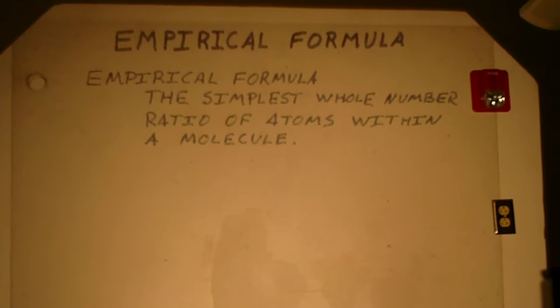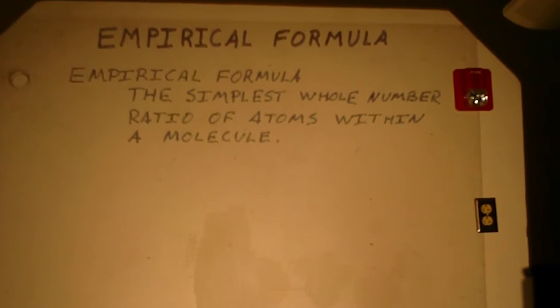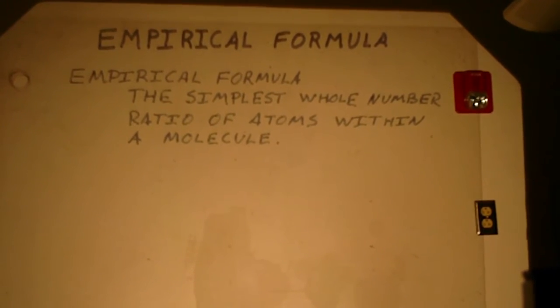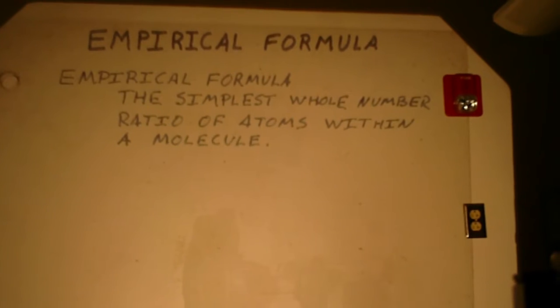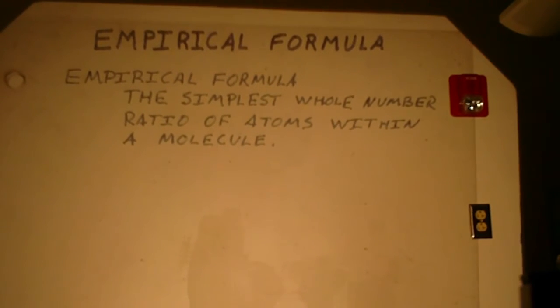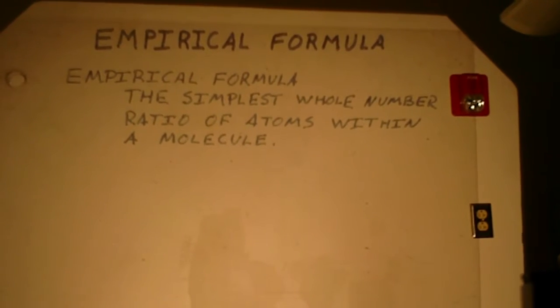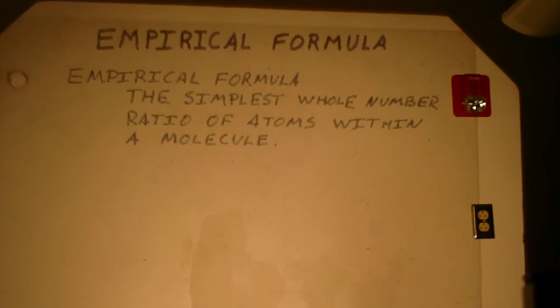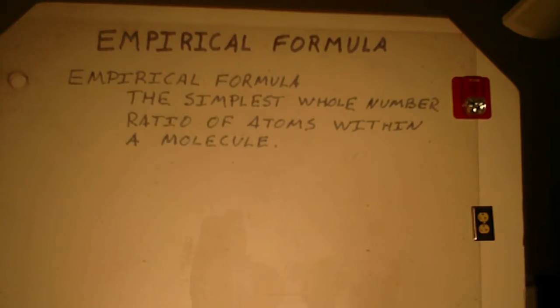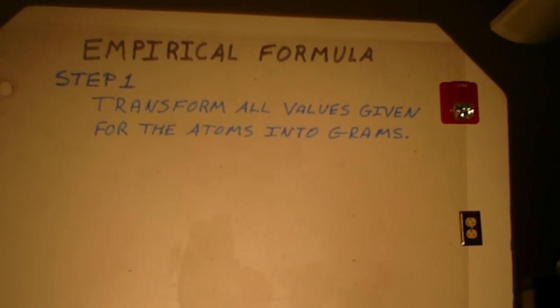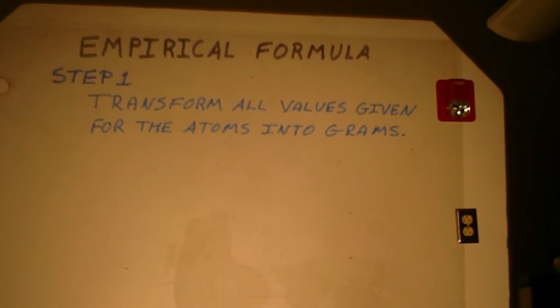Okay, today we're talking about empirical formula. The empirical formula is the smallest whole number ratio of atoms within a molecule. It is not necessarily the molecule, it is not necessarily even a real molecule, it is just the ratio of the components, the ratio of the atoms. Calculating an empirical formula is going to be several steps.